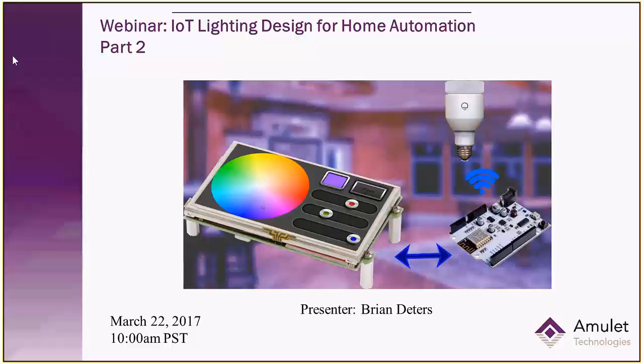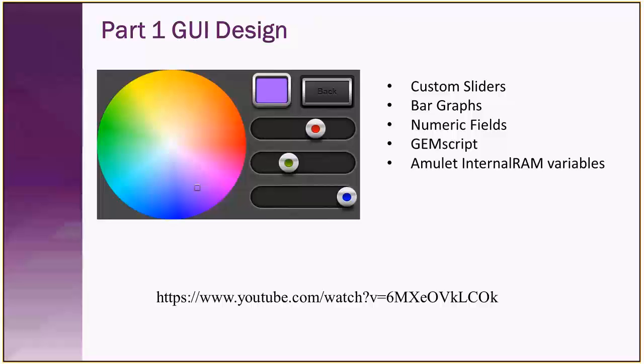I just wanted to introduce myself and do a slight recap of what we have done in part one of this webinar. In part one, we focused mainly on the GUI design itself. We covered custom sliders, implementing bar graphs, numeric fields, also using GemScript to do the color picker, and we went over the Amulet internal RAM variables.